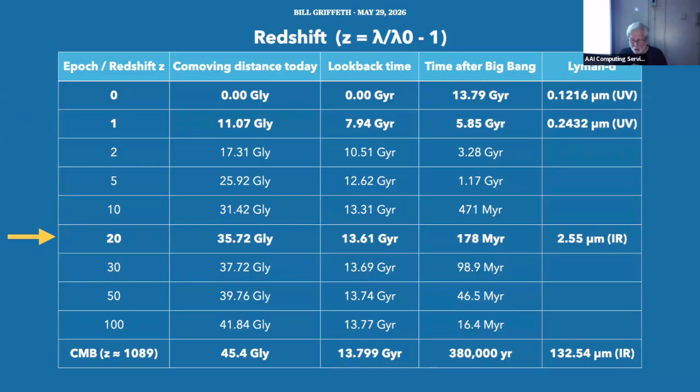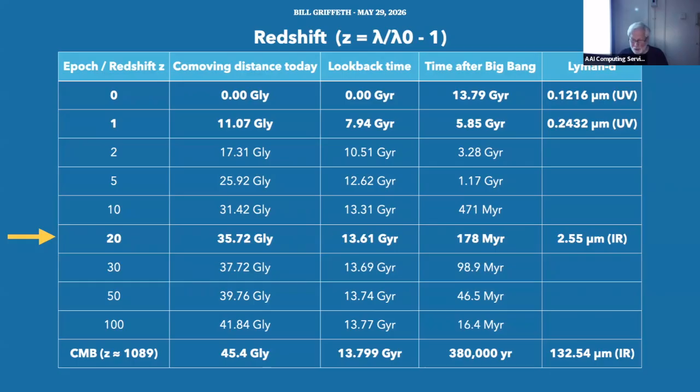So the wavelength of light received is 21 times what it was when emitted. And the Lyman alpha that we receive today is in the IR range at 2.55 microns. 1 micron is about the limit of visible light. Okay, so this is why we need a spectrograph in space.